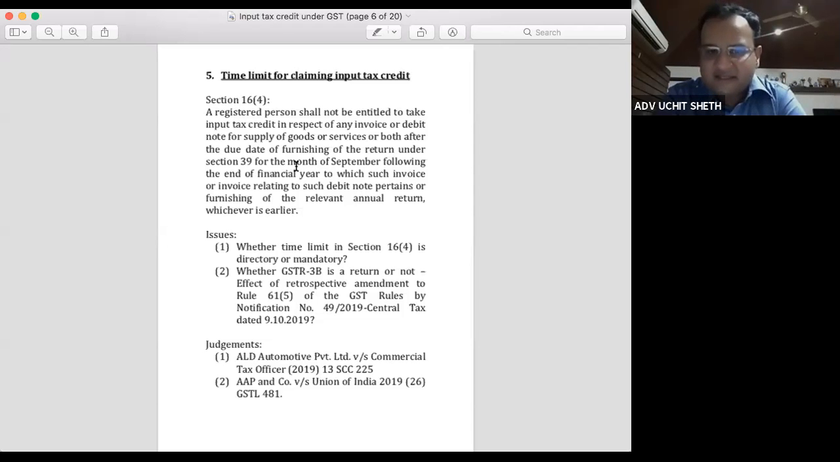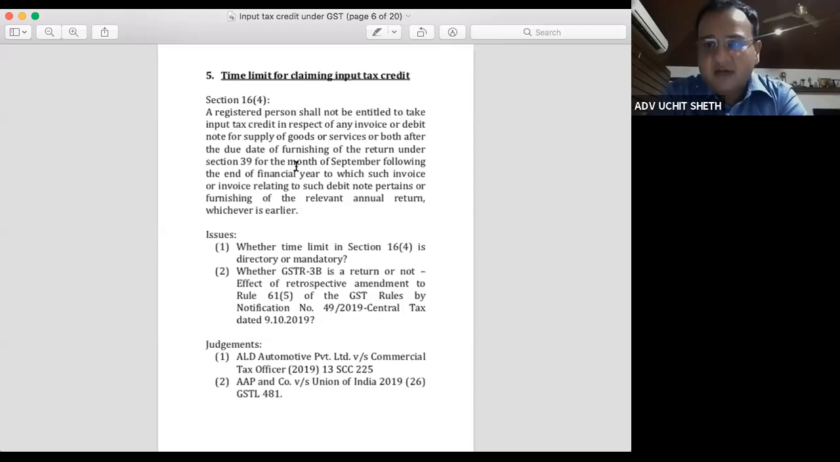Now all these are things of the past. There is a specific statutory provision putting up a time limit, and the Supreme Court, in the case of similar provisions, has held that it is a mandatory provision. You cannot skip the deadline. So we need to claim the input tax credit within the time limit as stipulated under section 16(4).